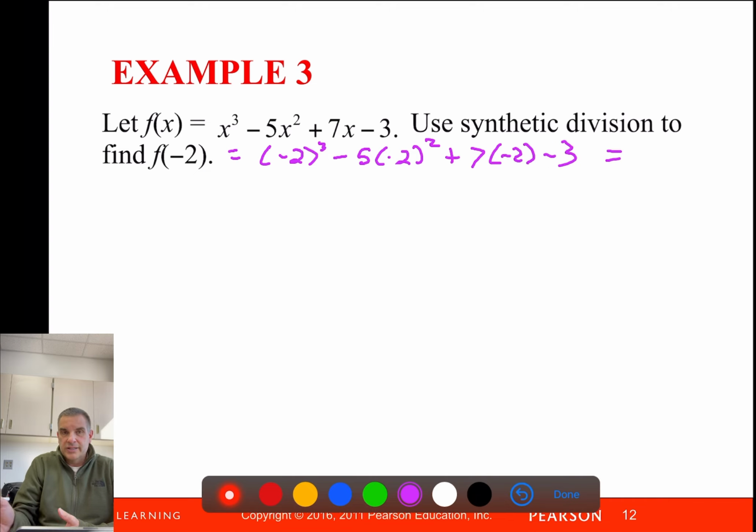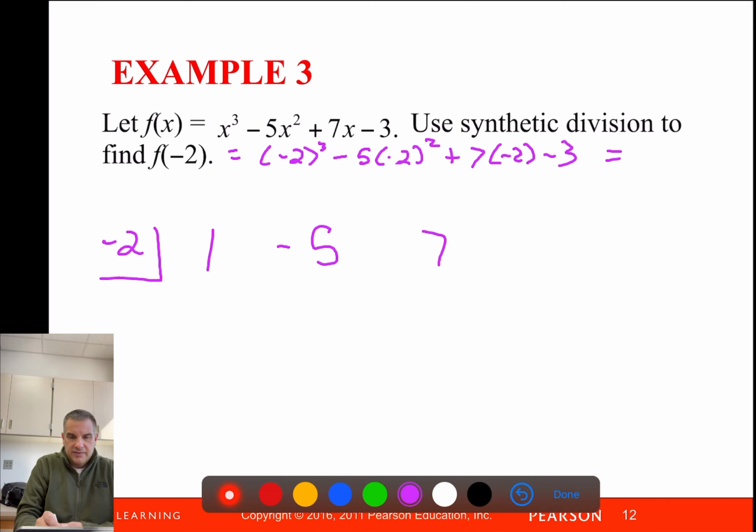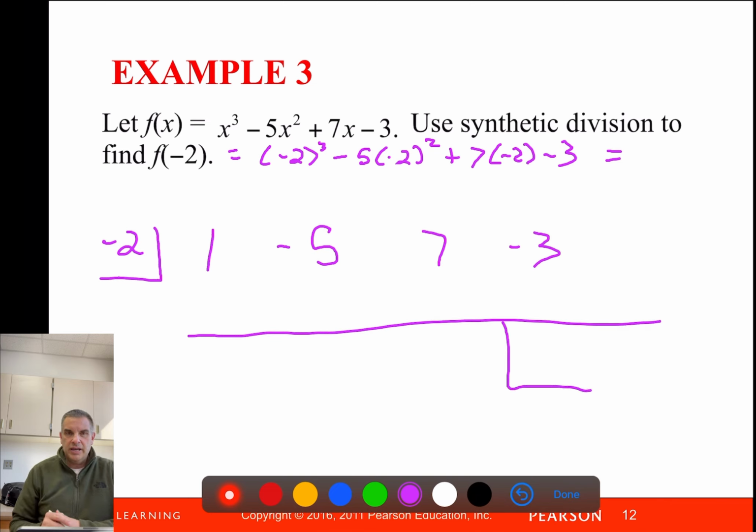We could find the result of that, and if I don't have a calculator, I have no idea what that's going to be, but we could solve that. What the remainder theorem says is that I can put the negative 2 inside of the box, and I can go with my synthetic division 1, negative 5, 7, and negative 3. And whatever the remainder of this is when I do this is going to be the same thing that would happen up there. So sometimes this math is actually a little bit easier and a little bit quicker.